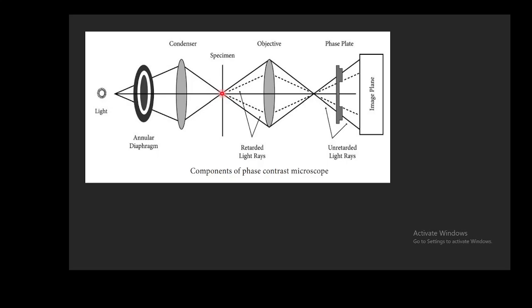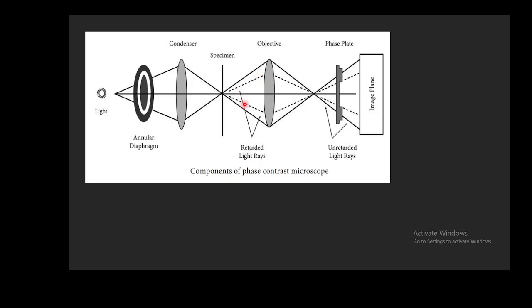So the area that has the higher refractive index, the light is going to be retarded, while the area that has lower refractive index in comparison to these regions, for example, the cytoplasm, the light is not going to be diffracted or retarded, and that is known as the undeviated light. So one thing which you need to keep in mind is this: certain portion of the cells in your specimen will retard the light, while the others will not retard the light.